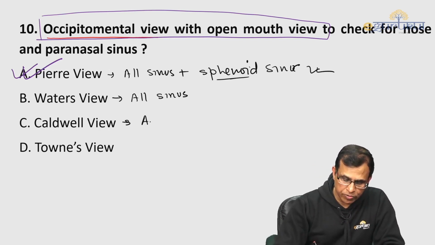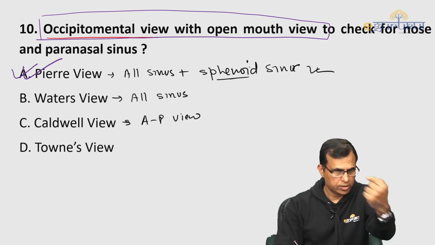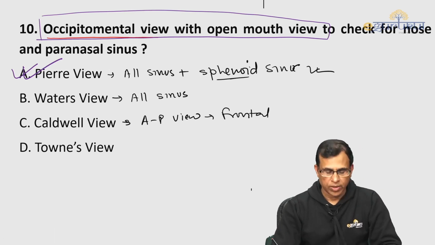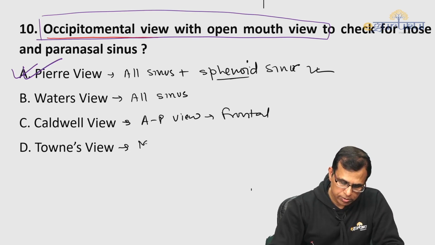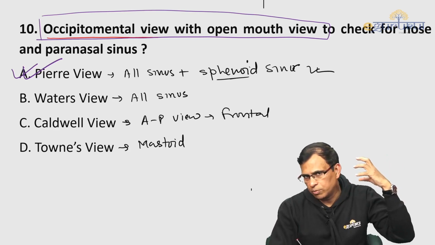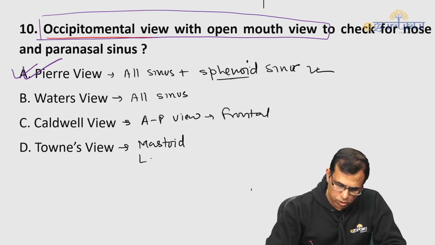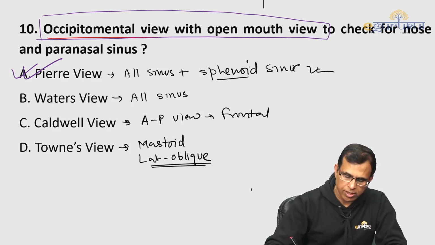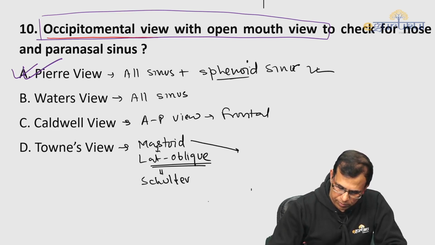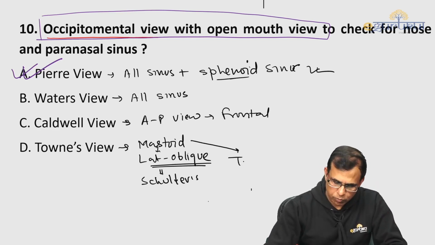Caldwell's view is AP view, anteroposterior view, straight, and this is for frontal sinus. And Towne's view is for mastoid, not PNS, it is a mastoid. The lateral oblique, for mastoid we do two views. One is lateral oblique view, which is called Schuller's, and the other is from the front again, which is called Towne's view.